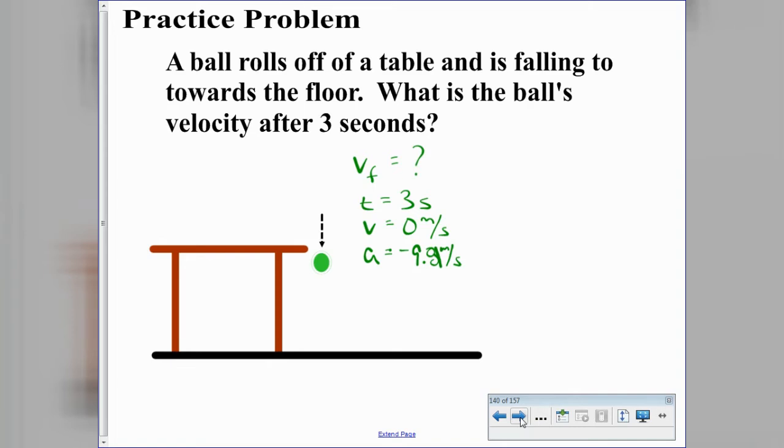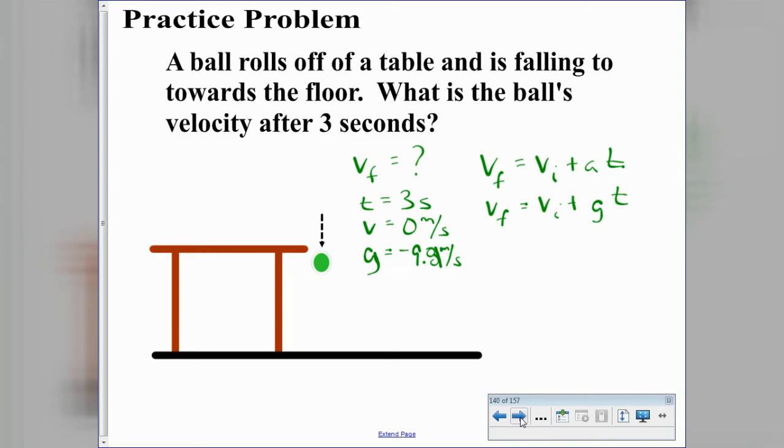Now, with that information, we're trying to figure out the velocity after the ball has fallen for 3 seconds. So the equation, with the information that I'm given, is final velocity equals initial velocity plus acceleration times time. And I'm going to rewrite this: final velocity equals initial velocity plus g times time, since g is going to be our acceleration here, negative 9.81.